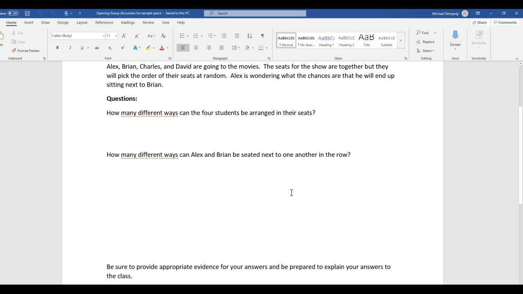Okay, so we did this problem in class already, but I wanted to take a fresh look at it without the brute force approach that we used previously. Before, when we looked at this, we said, how many different ways can the 4 students be arranged in their seats, right? And we took this brute force approach. We said, well, we could arrange them A, B, C, and D, right?